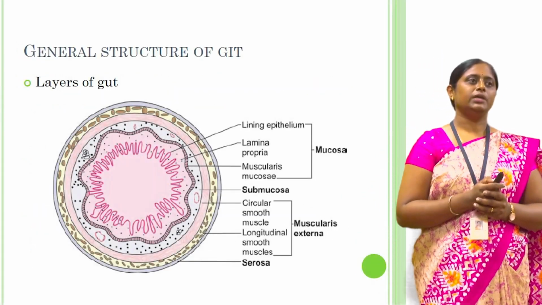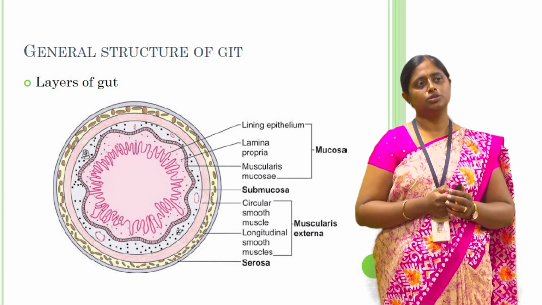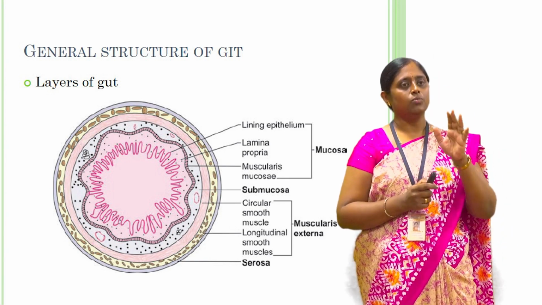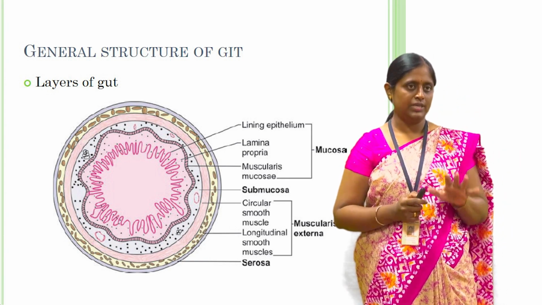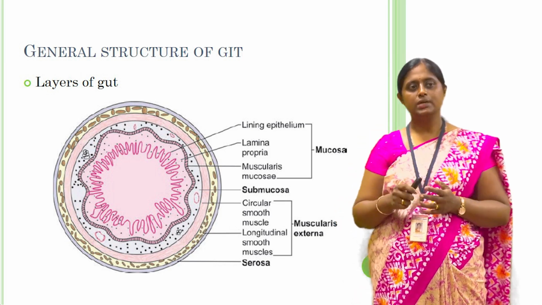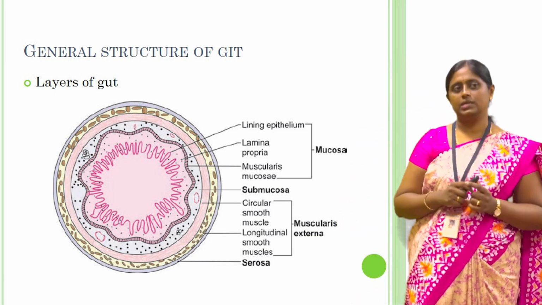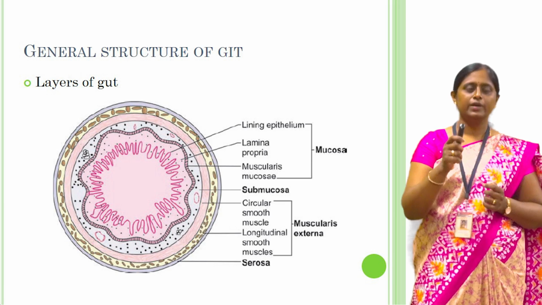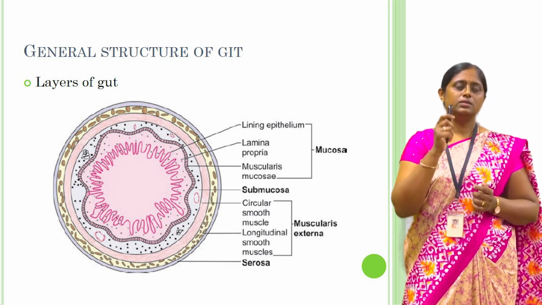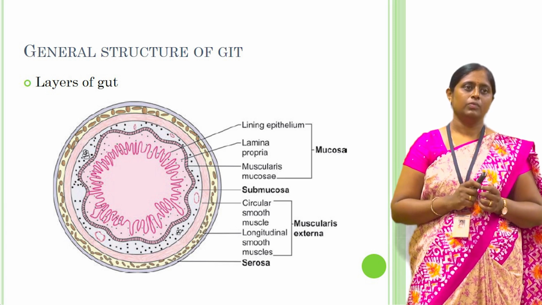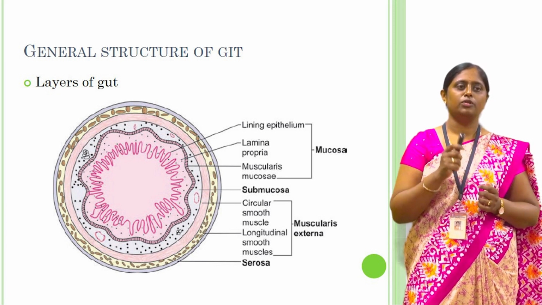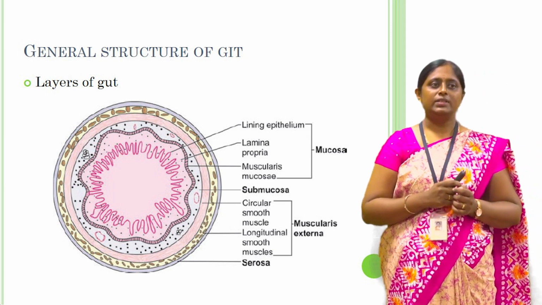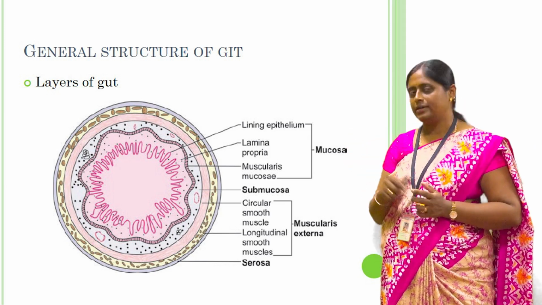This diagram represents the general structure of the gastrointestinal tract. The gastrointestinal tract is mainly made up of four layers: the mucosa, submucosa, muscularis externa, and the serosa layer. So, throughout the gastrointestinal tract, that is from the esophagus up to the large intestine, this general structure remains the same. The mucosal lining comprises the inner three divisions. We call them the lining epithelium, lamina propria, and muscularis mucosae.